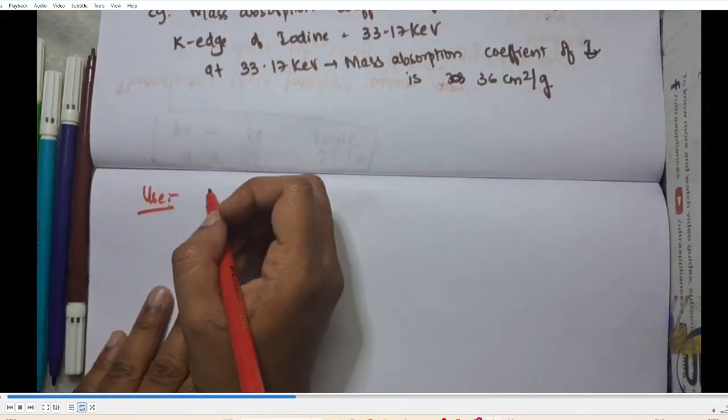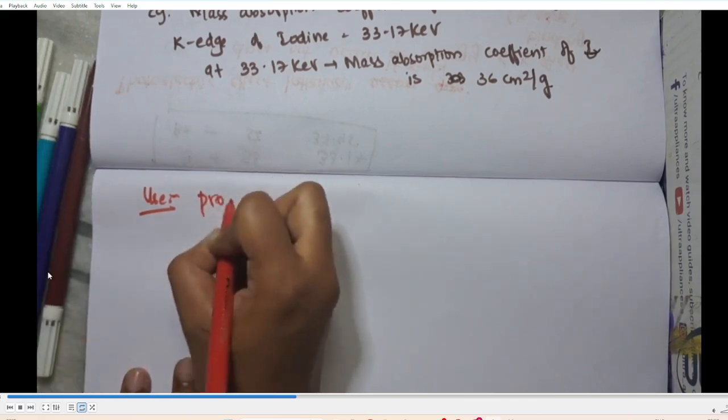The K edge of barium is 33.45 kilo electron volts. If you see, this will illustrate that attenuation decreases both below and above the K edge, but has relatively maximum attenuation immediately above the K edge.